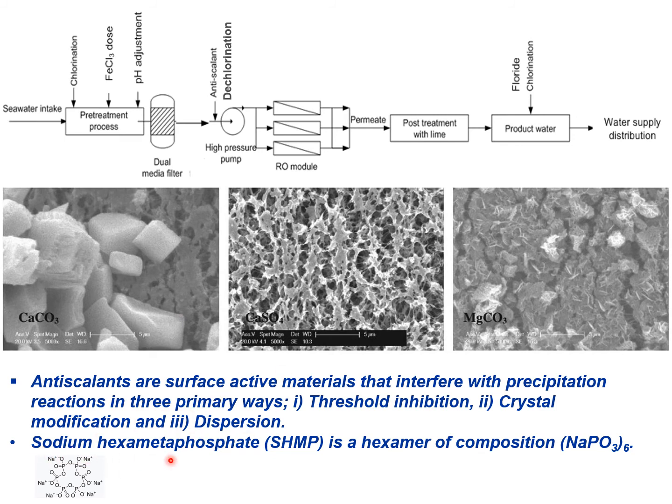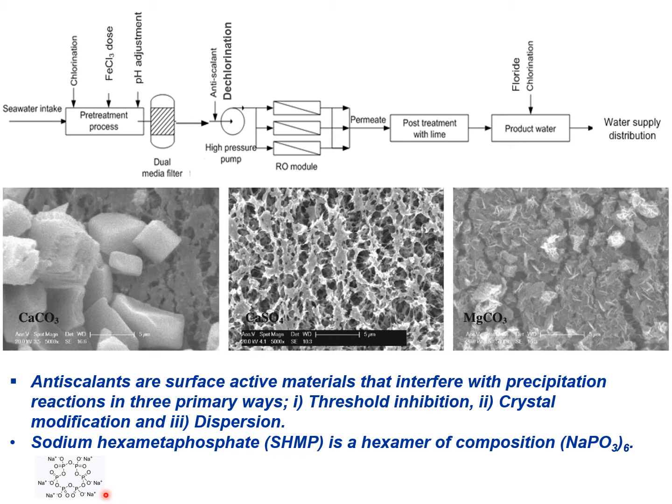In seawater desalination, a commonly used anti-scalant is sodium hexametaphosphate. So this is the sodium phosphate composition, which can capture calcium, magnesium, and some of the primary inorganic scalant compounds and reduce inorganic scaling. This is the structure of sodium hexametaphosphate.